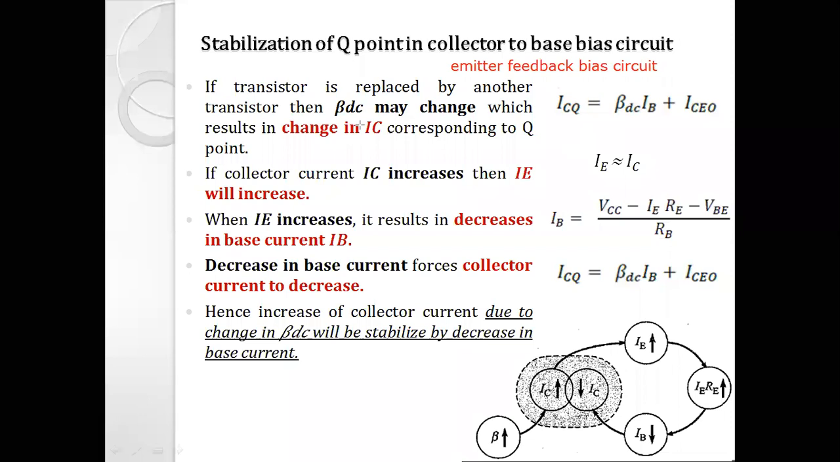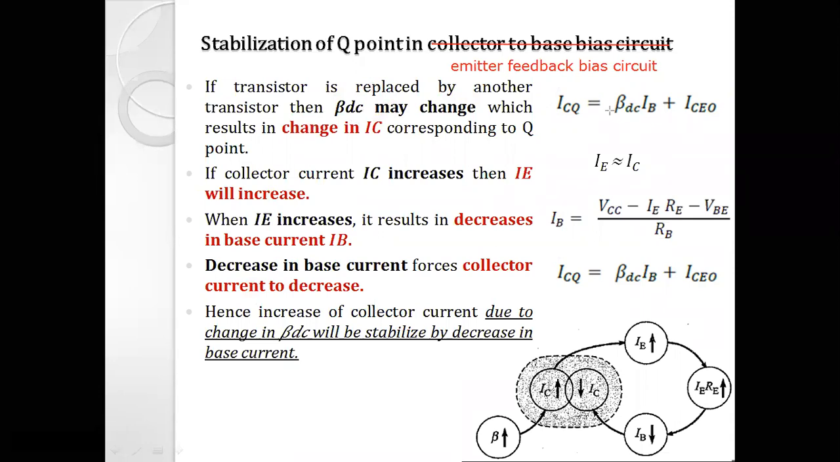So it is not for the collector to base bias circuit. It is for emitter feedback bias circuit. So let us analyze the change in beta DC due to replacement of transistor. What happens to the operating point? If the transistor is replaced by another transistor, then the beta DC may change. Let us take that beta is increased due to replacement of the transistor. Then what happens to the operating point that we are supposed to analyze?